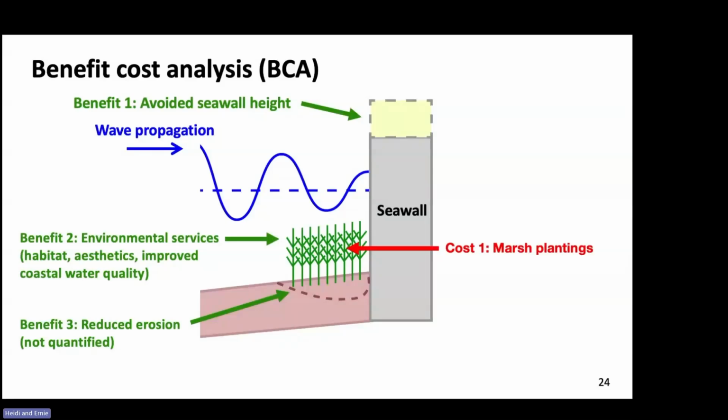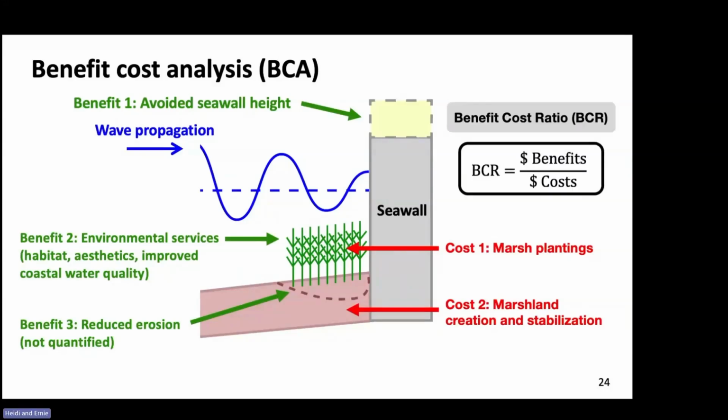First is to plant the marshes, and second is to establish this marsh creation and stabilize it so that the marshland can survive. This benefit cost analysis is measured with a metric of the benefit cost ratio, which is simply the monetary benefits divided by the money invested for this construction. And so for a benefit cost ratio above 1, it means that there are more benefits than costs.